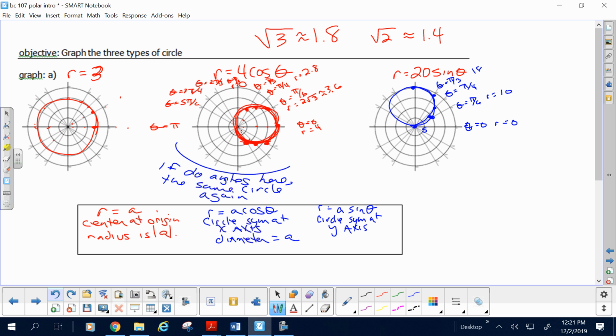Thankfully, that is totally in line with what we've always done. Cosine is x, sine is y, and the diameter is A. And again, have somewhere in your notes, if you have R equals negative A cosine theta, it's on the negative x-axis, and R equals negative A sine theta is on the negative y-axis. Follow? Okay.